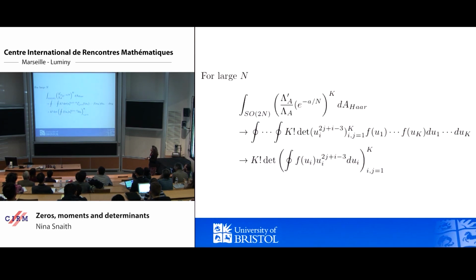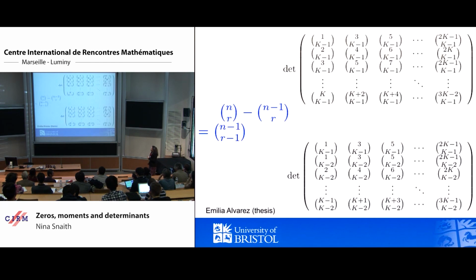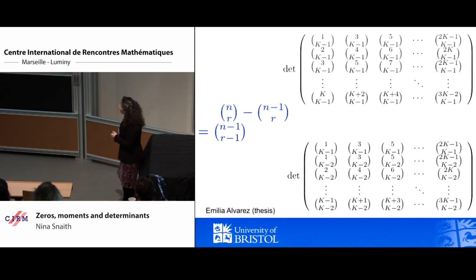This is the determinant you get from this calculation, yeah? When you want to calculate the logarithmic derivative of the characteristic polynomial over SO(2n), you end up with a determinant like this, and now you want to evaluate this determinant.